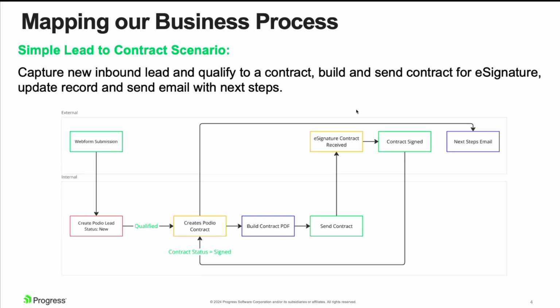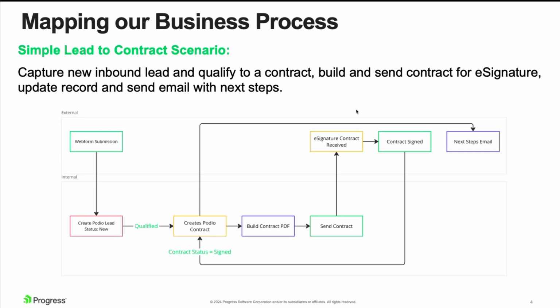In our next business process, this is just a simple lead to contract. This was something we built out a while back just as an internal demo. Again, this will start with a web form submission. Our scenario is a new inbound lead. If we mark the lead status as qualified, it'll create a contract item in a contract app.